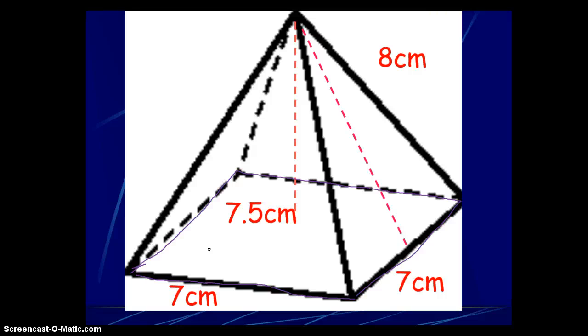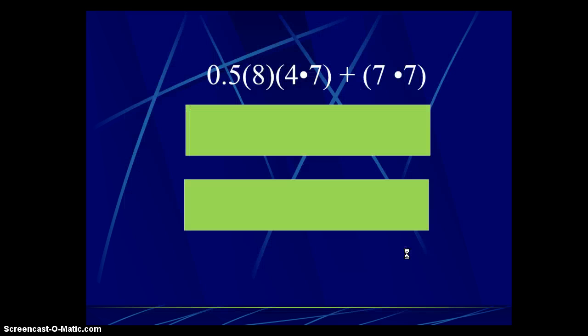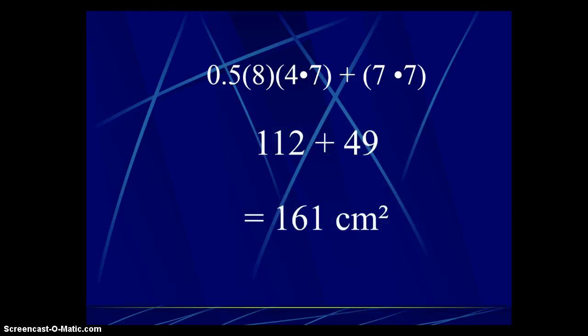Which is the slant height, 7.5 or 8? 8. 8's the slant height. So I'm going to highlight this as well. And plug them into your formula. All right, so when we multiply those numbers together, you should have gotten those two products, 112 and 49. And we're going to add those products together. You should have gotten a total surface area of 161 centimeters squared.